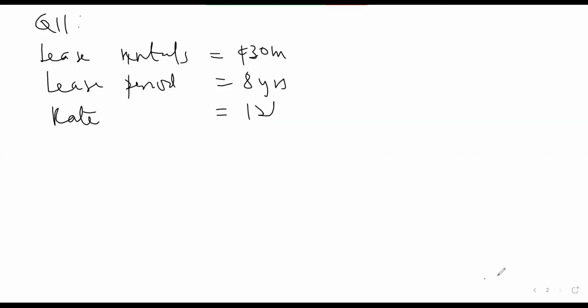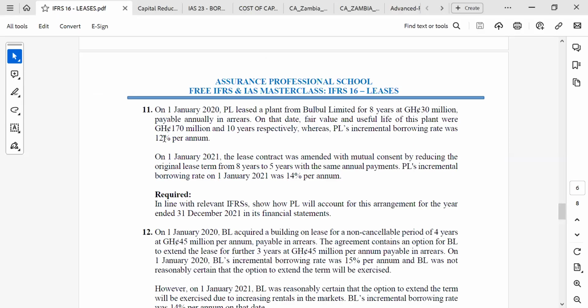So that will be 12%. Please, don't be tempted to use the fair value of the plant instead of the lease liability. Unless your estimation of the lease liability, or your right of use, is the same as the fair value. If that is not the case, you are not paying the fair value of this one.